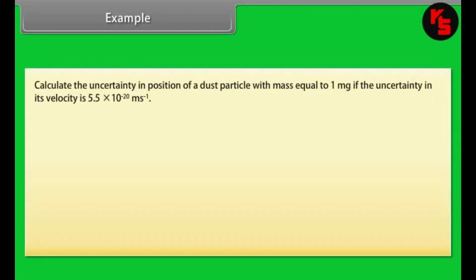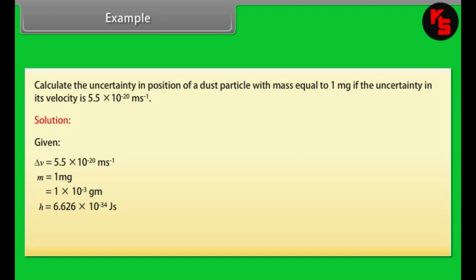Example: calculate the uncertainty in position of a dust particle with mass equal to 1 mg if the uncertainty in its velocity is 5.5 into 10 raised to the power minus 20 meter per second. Solution. Given delta v is equal to 5.5 into 10 raised to the power minus 20 meter per second. m is equal to 1 milligram, equal to 1 into 10 raised to the power minus 3 gram. h is equal to 6.626 into 10 raised to the power minus 34 joule second. From the formula, delta x into m delta v is greater than or equal to h upon 4 pi.